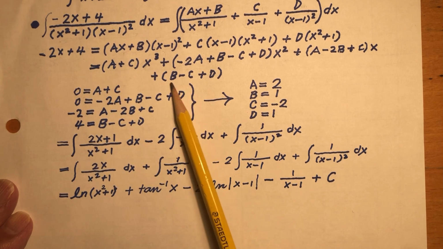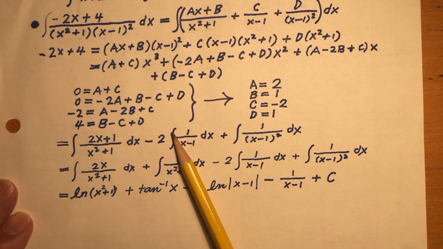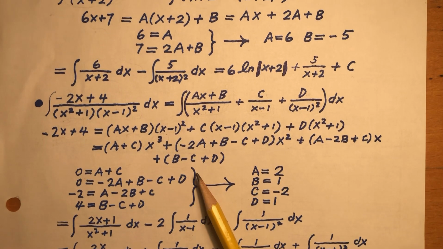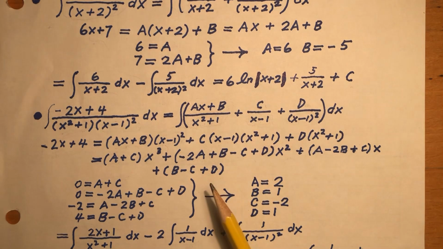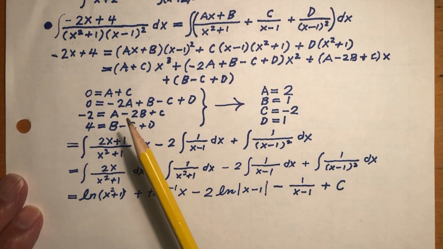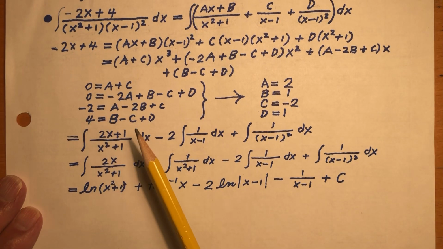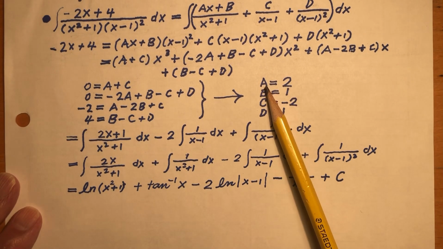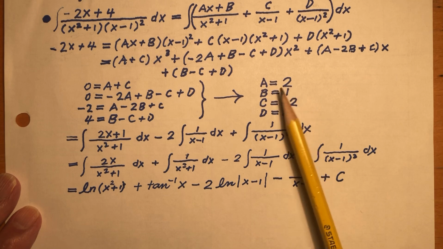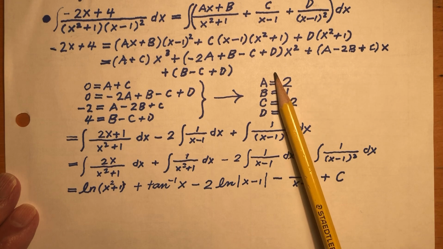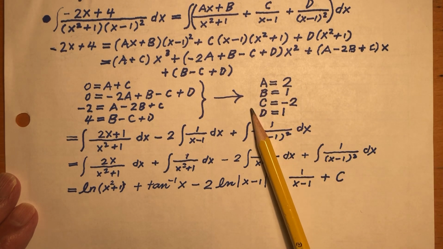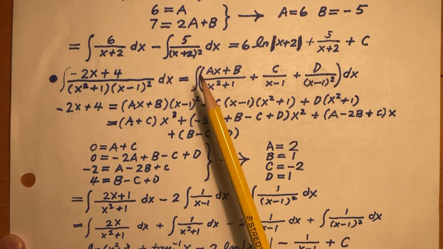So I have 4 equations. How many unknowns? I have 4 unknowns here. A, B, C, D. So 4 equations, 4 unknowns. I can solve. This is the result. A is 2, B is 1, C is negative 2, D is 1. Put the results into here.